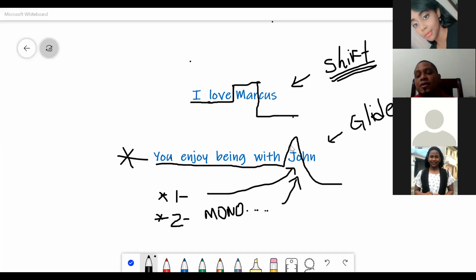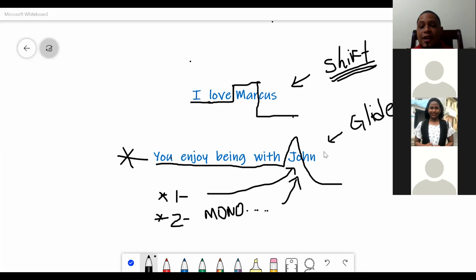No, the shift, look, the difference between the shift and the glide is this. The glide is a monosyllable word and the shift is when a word has more than one syllable, or the last content word is not the last word in the sentence.